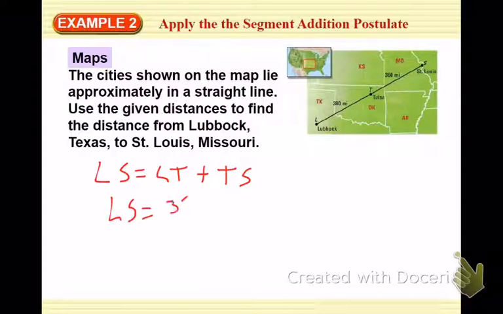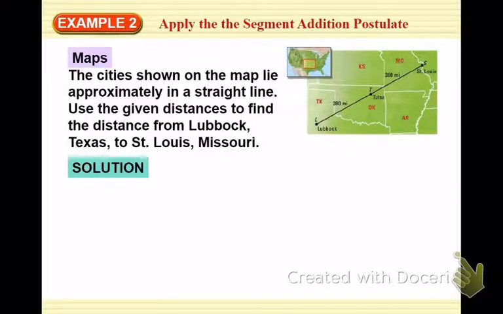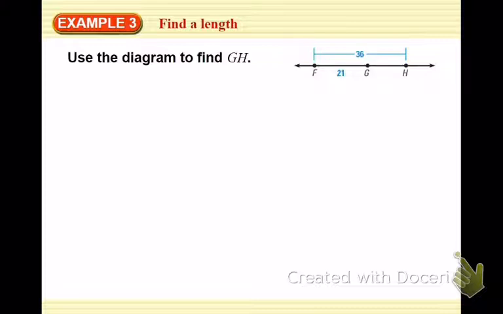LT is 380 miles. TS is 360 miles, and so that means we just add those together to get 740 miles. And that's the distance from Lubbock to St. Louis. Okay? Now, that seems pretty obvious, and so maybe you don't need the segment addition postulate for that. But there are times where you're not going to necessarily just add two numbers together.